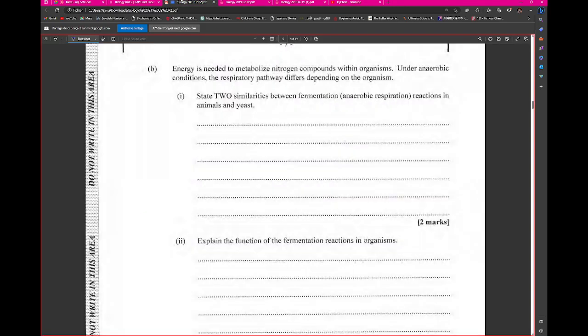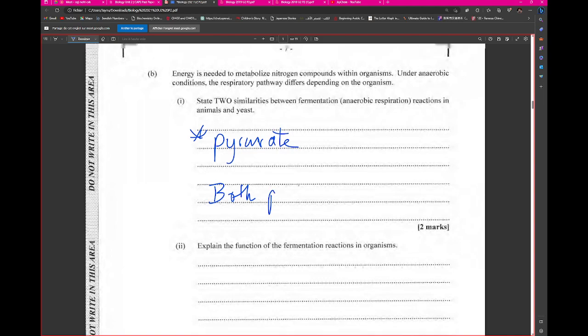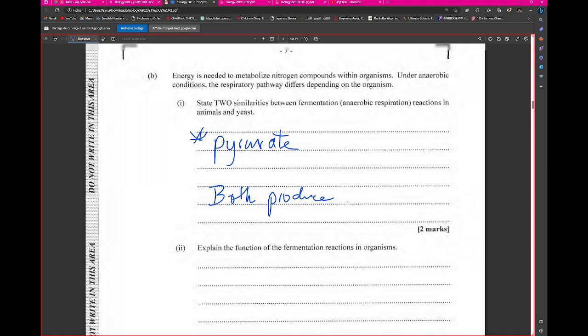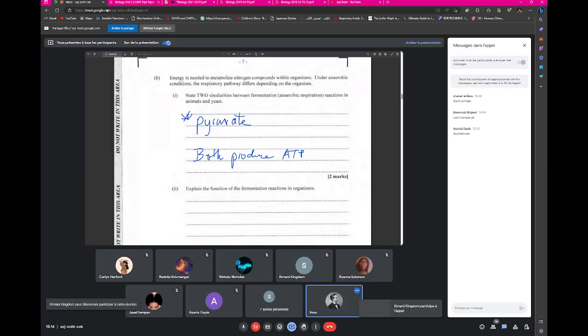All right. So there are some similarities between them. So the two fermentation processes that you'll see, right? Both of them take pyruvate, right? So the initial reactant that they both take is pyruvate. And both would produce 2 ATP in one turn of its cycle. So both produce ATP. Those could be two similarities between them. So both take pyruvate and both produce ATP.